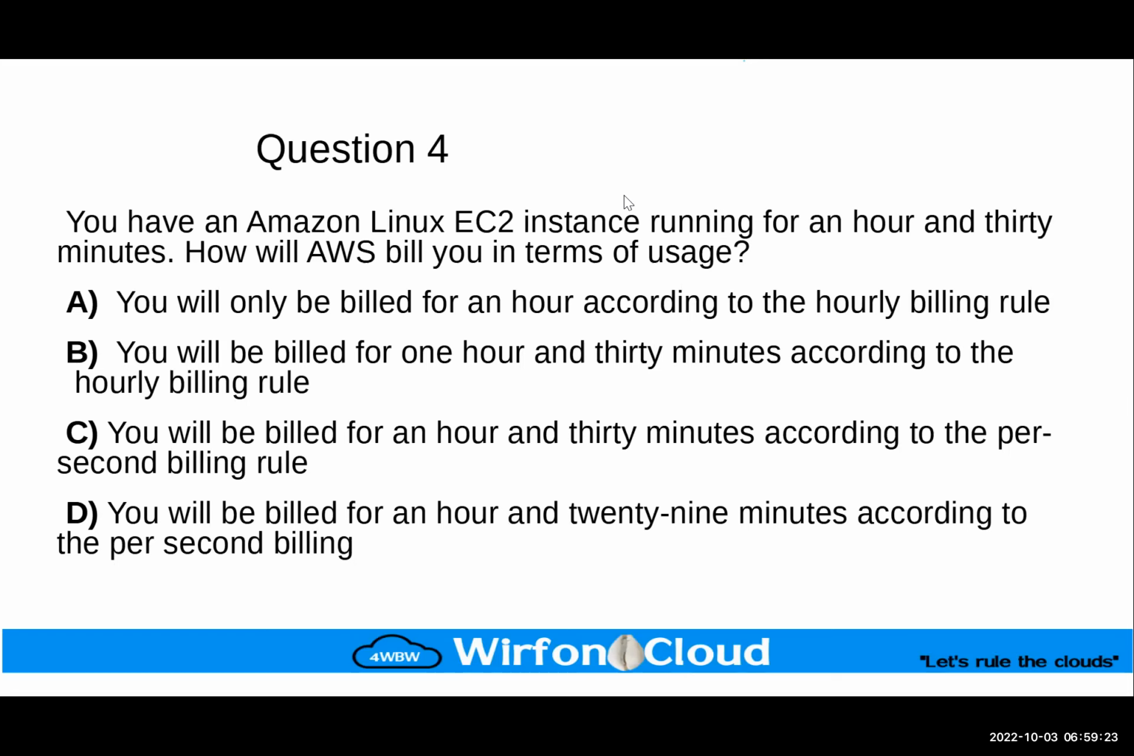One more question before I go. You have an Amazon Linux EC2 instance running for 1 hour and 30 minutes. How will AWS bill you in terms of usage? A, you will be billed for 1 hour according to the hourly billing rule. B, you will be billed for 1 hour and 30 minutes according to the hourly billing rule. C, you will be billed for 1 hour and 30 minutes according to the per second billing rule. D, you will be billed for 1 hour and 29 minutes according to the per second billing rule, yeah?